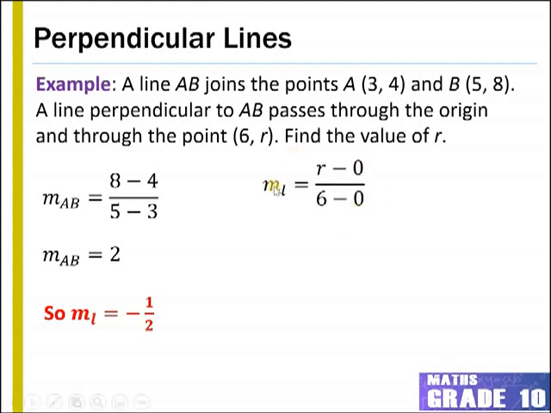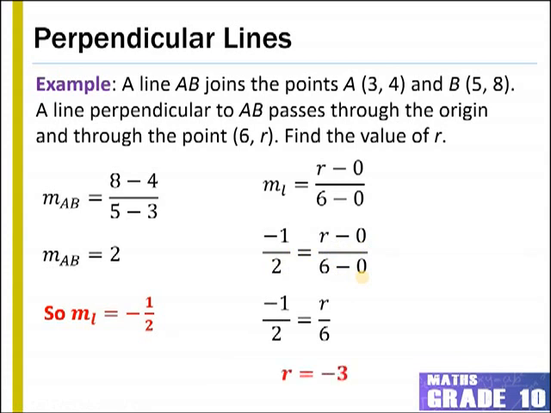The slope of the perpendicular line can also be found by doing r minus 0 over 6 minus 0, because we know that it passes through the point (6, r) and also through the origin (0, 0). So we know that negative 1/2 must be equal to r minus 0 over 6 minus 0. So negative 1/2 must be equal to r over 6. So r must be negative 3.